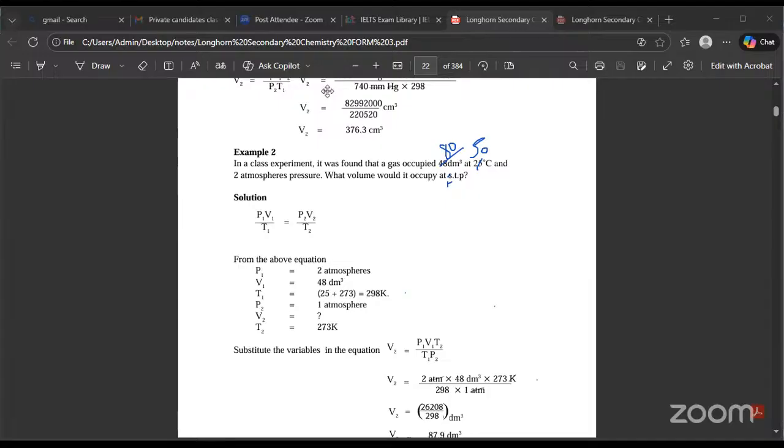As I'm saying, the question is: in a class experiment, it was found that a gas occupies 8 dm cubed at 50 degrees Celsius and 2 atmospheres pressure. What volume would it occupy at RTP? We're just changing a few things. What volume will it occupy at RTP? And then we go to something else.